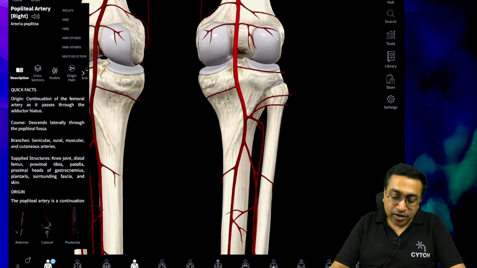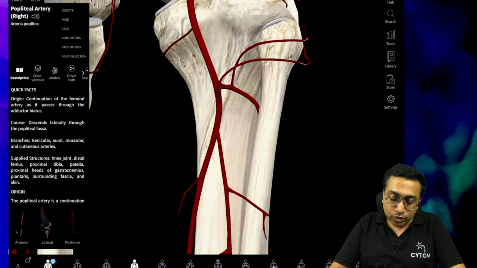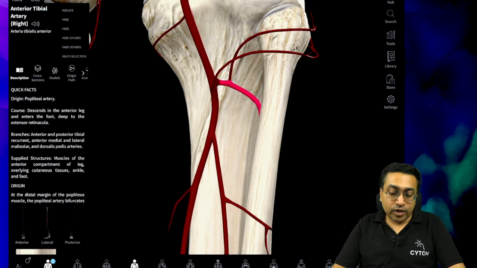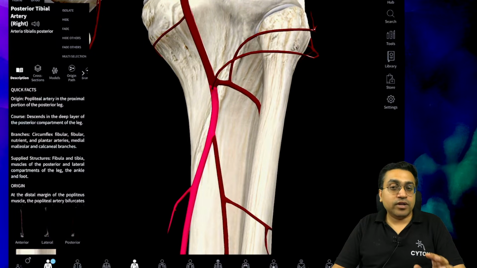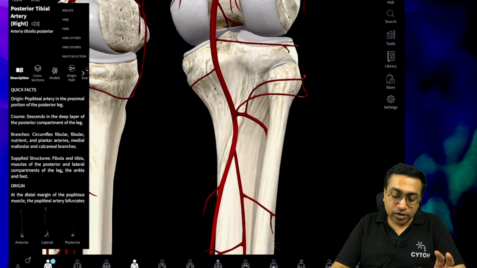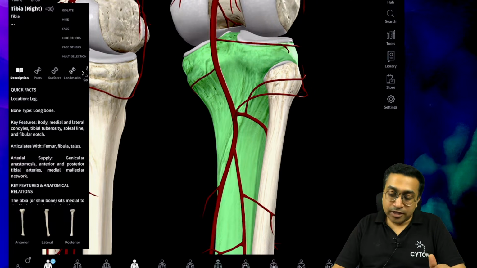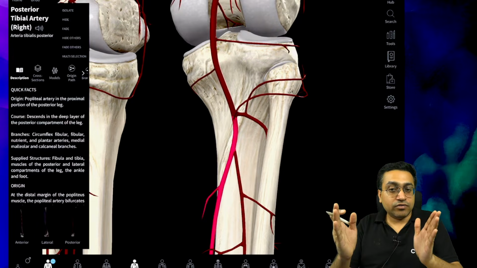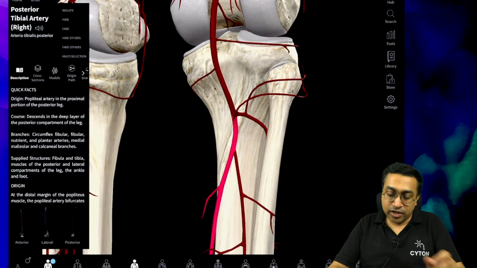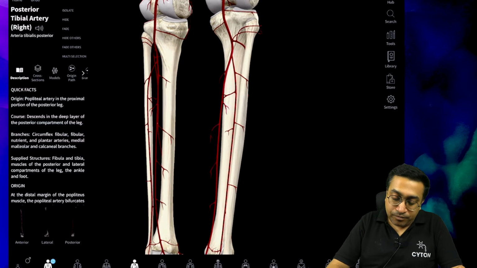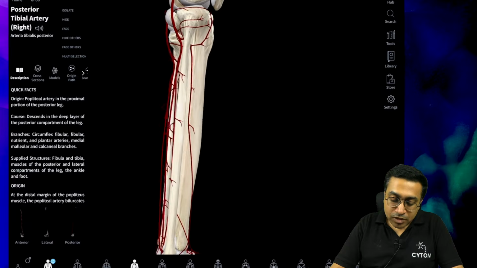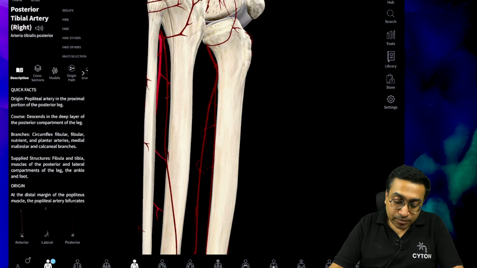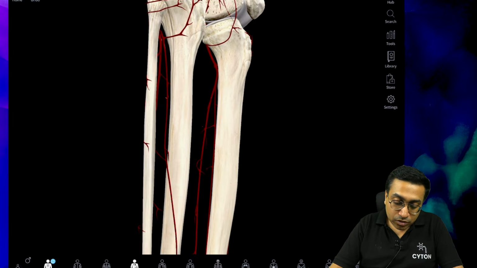Now the popliteal artery further bifurcates into two. If you see here, one is the anterior tibial and one is the posterior tibial. This bone is the tibia, I hope you remember. So anterior tibial and posterior tibial, there are two major vessels in the leg region. All right, and if you trace them, posterior tibial and anterior tibial, just have a look.